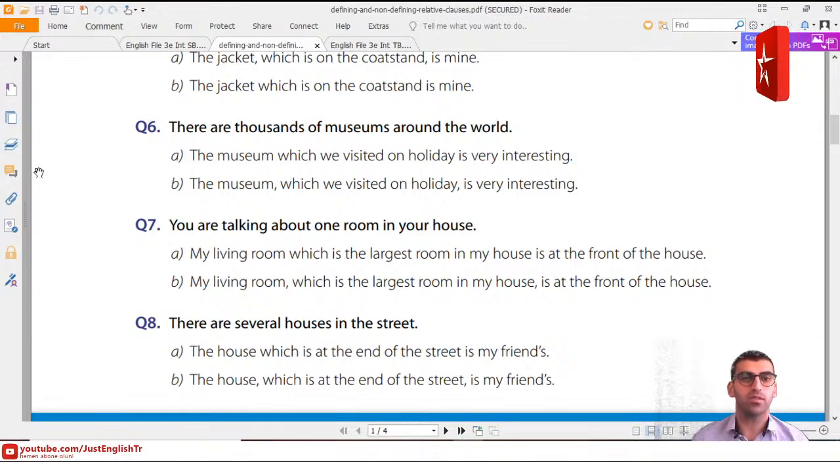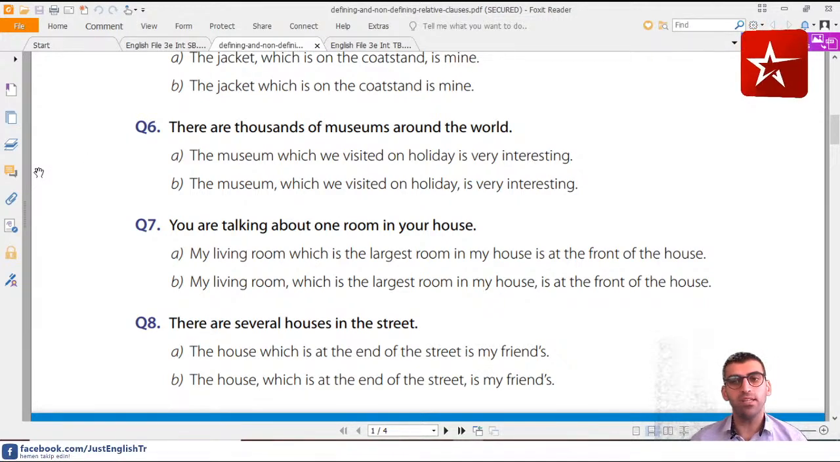There are thousands of museums around the world. A or B? The museum which we visited on holiday is very interesting.